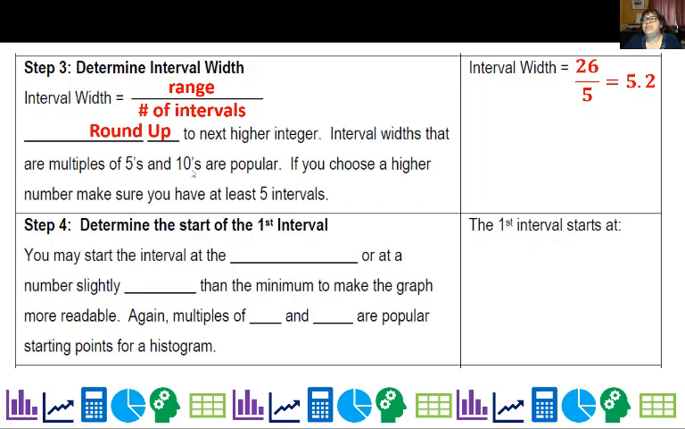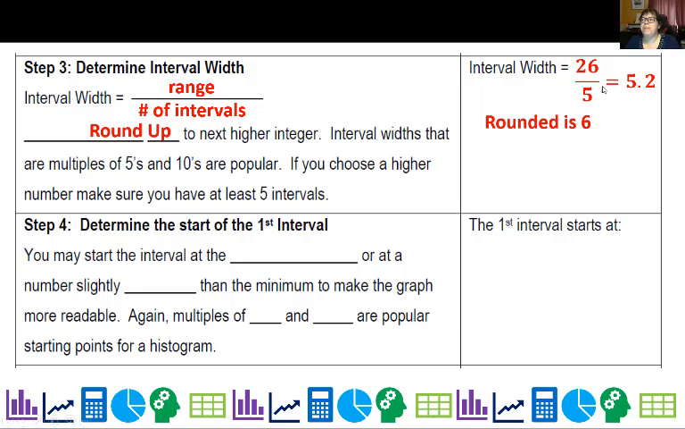An interesting thing is if I got an exact integer answer, if my range was 25 and I wanted 5 bars, I still would want to use 6 as my interval width because 5 is not quite long enough, and you would actually find it out if you graphed it.